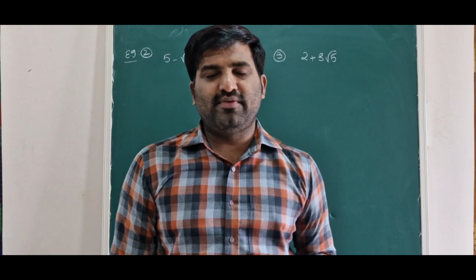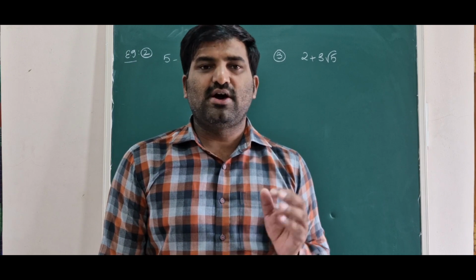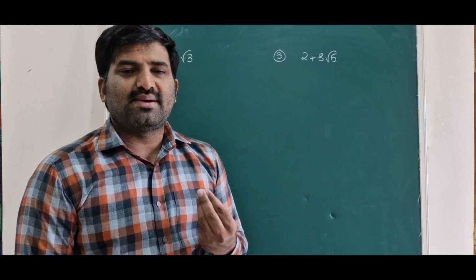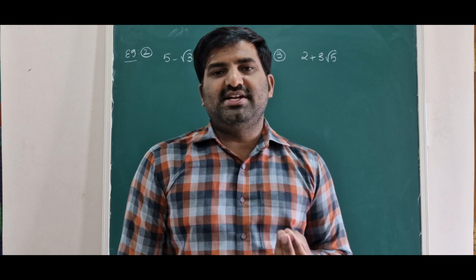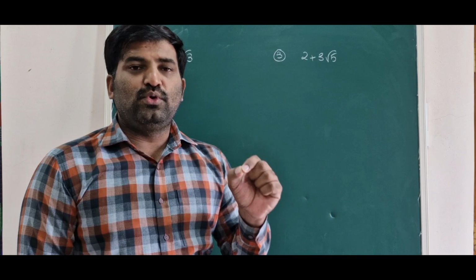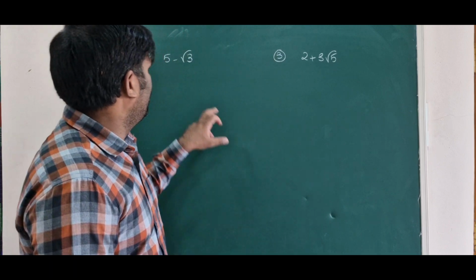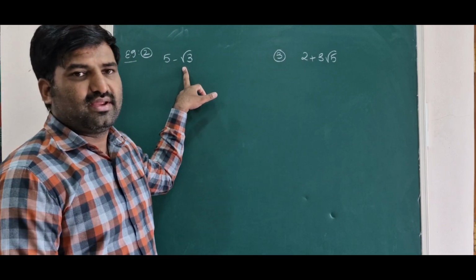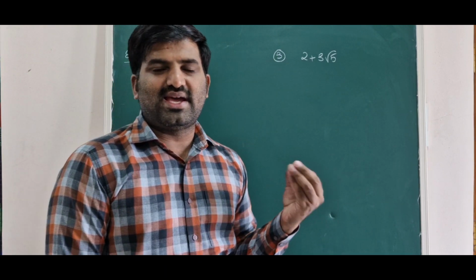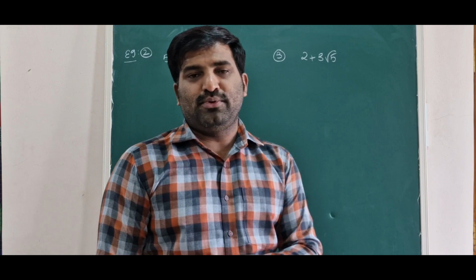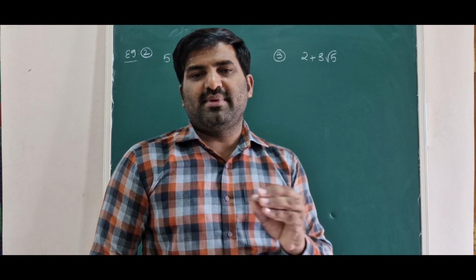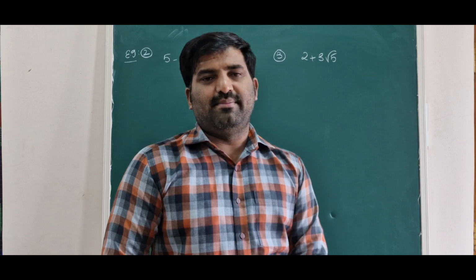For 2 marks, no need to prove again that root 3 and root 5 are irrational numbers. Or in some cases, it will be given in the question that root 3 is an irrational number, then prove 5 minus root 3 is an irrational number. If root 3 is already given as an irrational number in the question, no need to prove again. Directly you can take it as given that it is an irrational number.